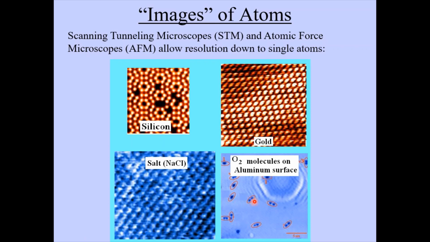And this picture here is kind of interesting. These are oxygen molecules on an aluminum surface. In these molecules you can actually see the location of the 2 oxygen atoms, bonded together to form an O2 molecule. So that is our discussion of atoms.